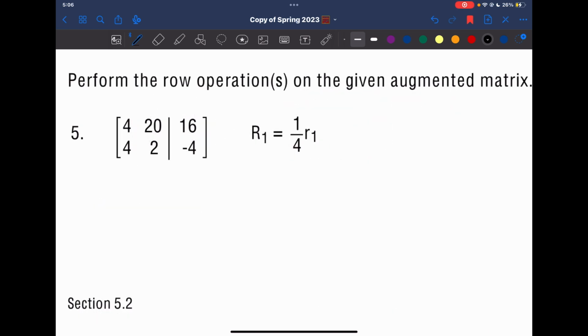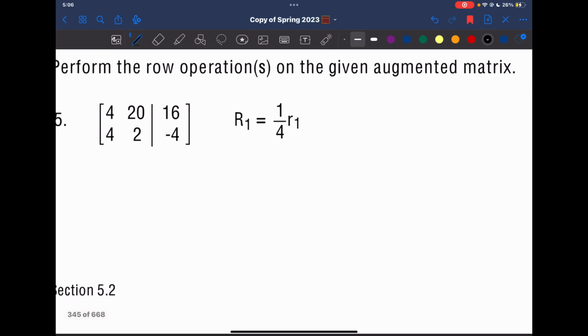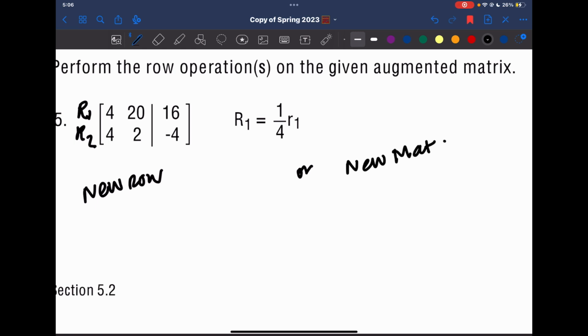Operations on the given augmented matrix. We are talking about a row operation for row 1. So this is R1, R2. There are 2 ways of representing this answer. You can represent it with the new row, or you can represent it with the new matrix. It just depends on what the homework platform is asking you for, and your instructor.